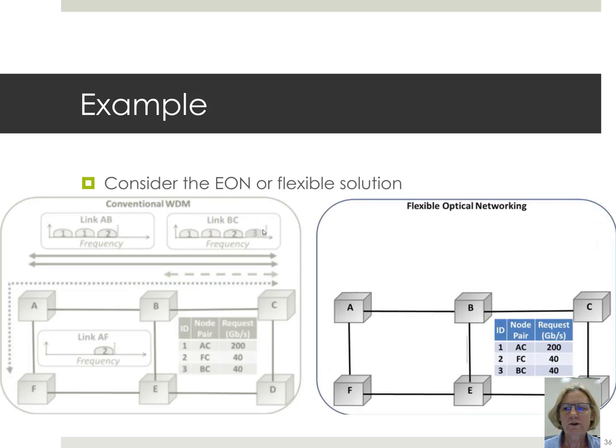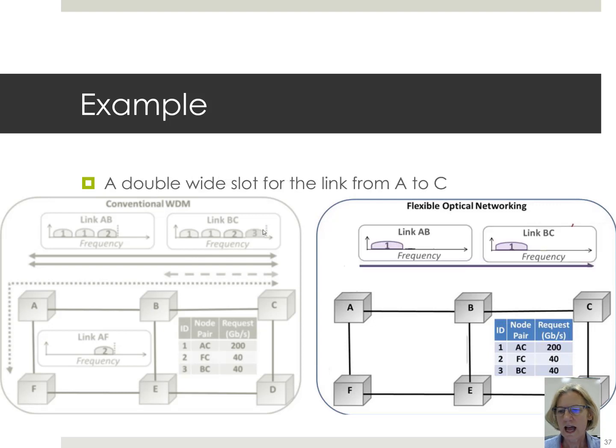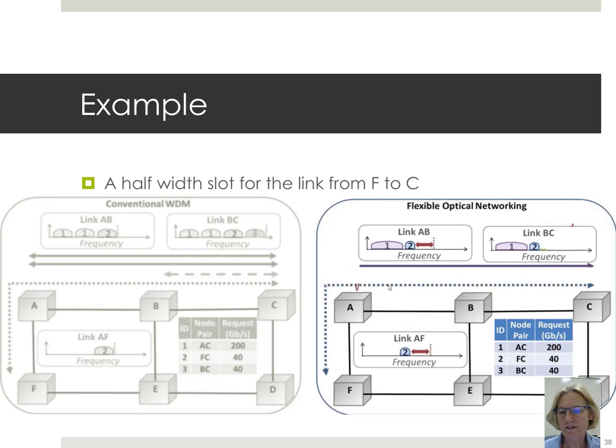So what do we do when we go to a flexible solution? How would we meet the same requirements? For that, I would send one fat frequency allocation from A to C. So here we have a double wide slot for the link from A to C. Now when it comes time for F to C, I'll take a second wavelength, but I only need 40 gigabits per second, so I'm going to use a half width slot instead of a double width slot.